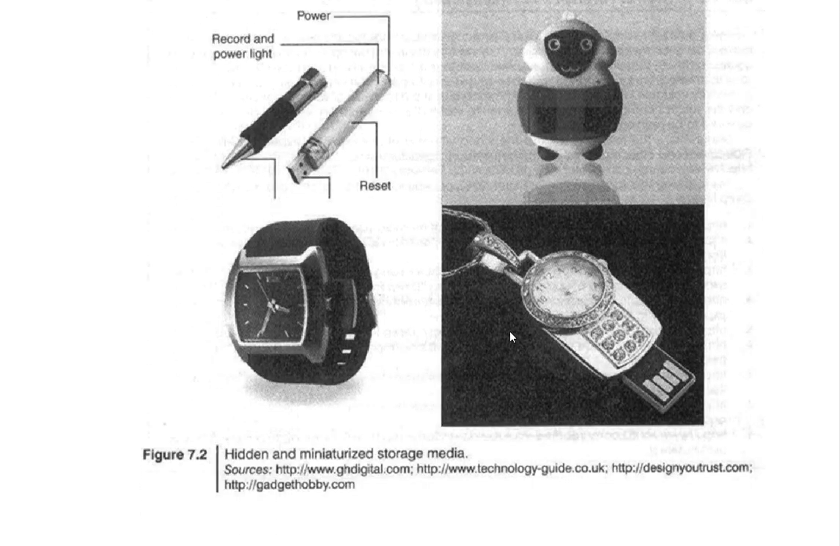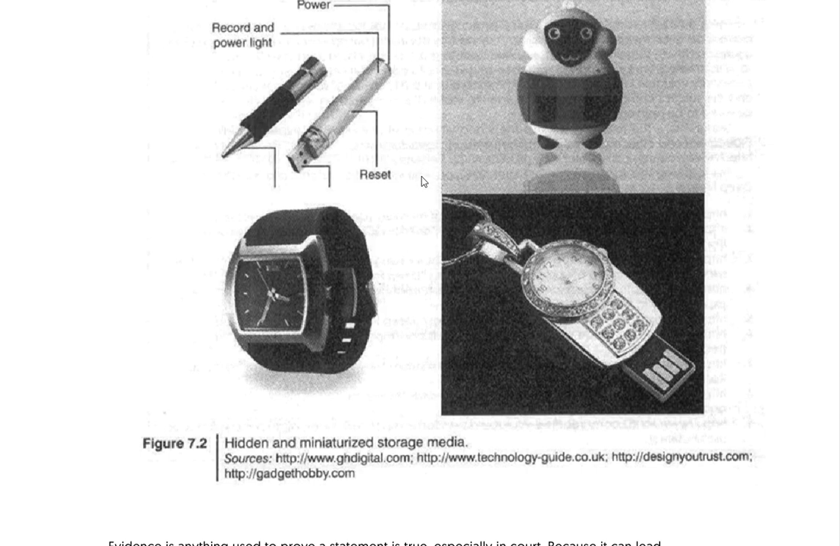As you can see here, this is miniaturized storage media. Miniaturized storage media means devices used to record data are hidden in a pen, small teddy bears, small keychains, and watches. So this is the example for it.